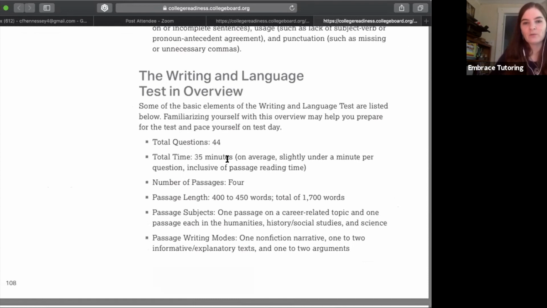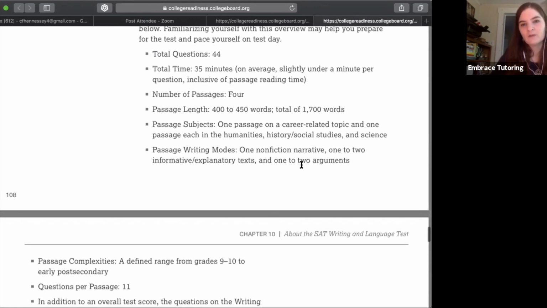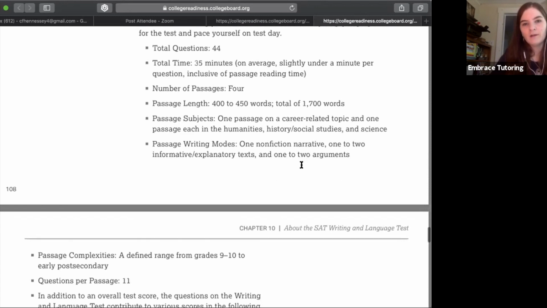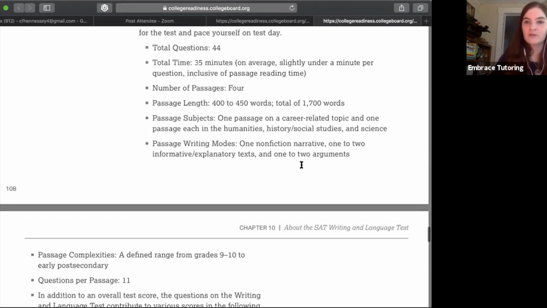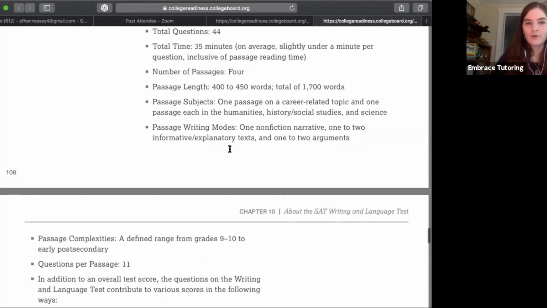So 44 questions in 35 minutes. So roughly 8 minutes per passage, meaning under a minute per question, inclusive of reading time, is your goal. And there are typically 4 passages, whereas you have more passages to read through on the reading test, which makes sense. So the length is shorter in general than the things you'll see on the reading test. It's only 400 to 450 words, so about 1,700 in total for this section.